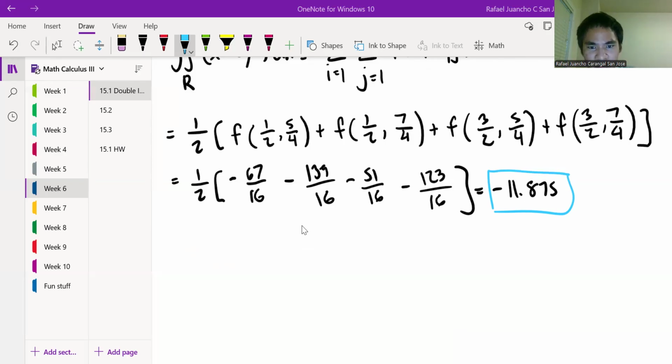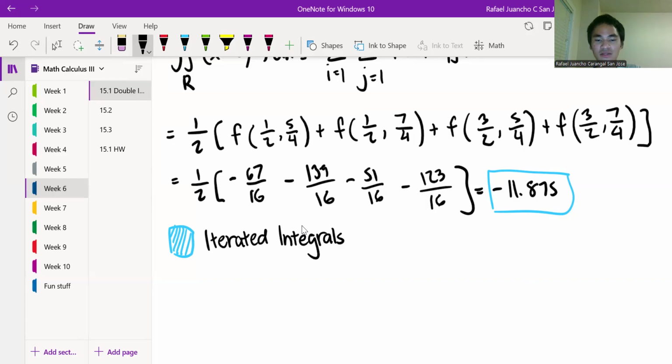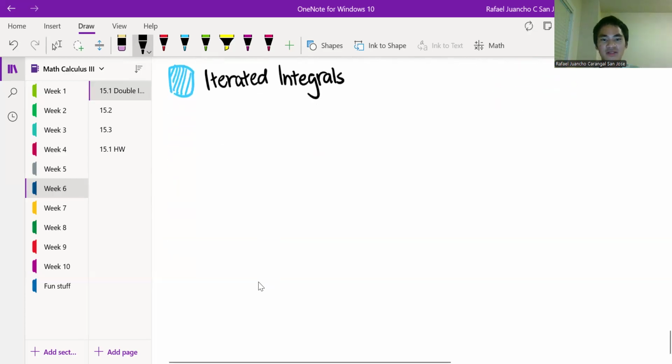let's go ahead and look at this idea of iterated integrals, because I have a couple of examples here in my homework that I want to go over. So what are iterated integrals?